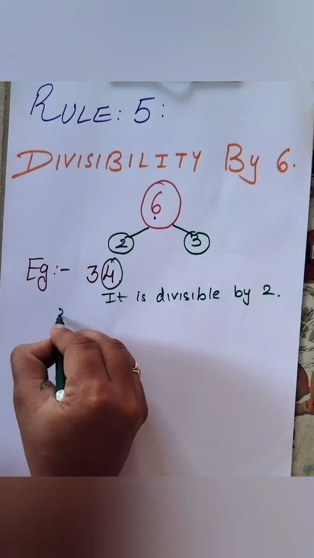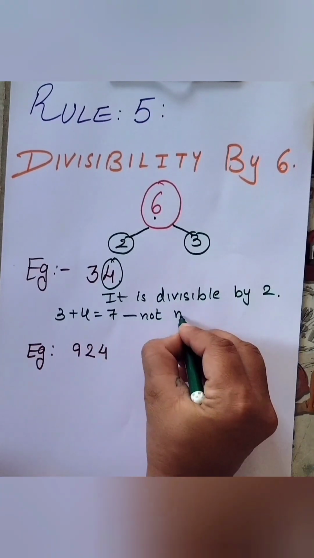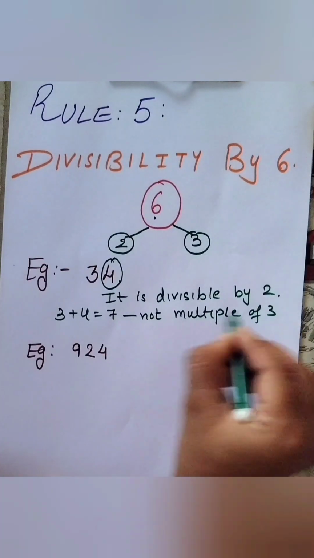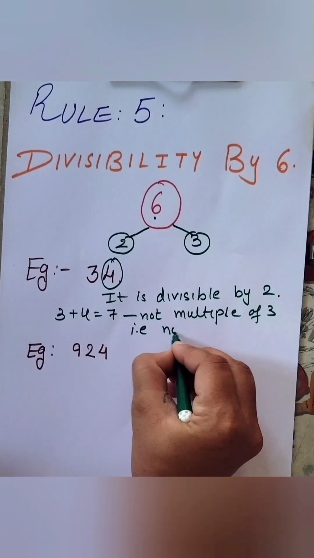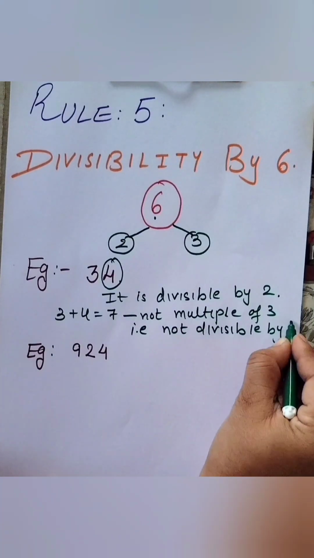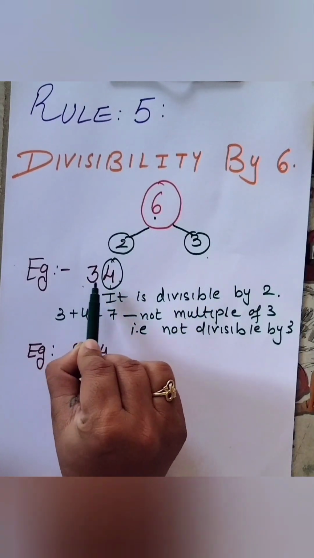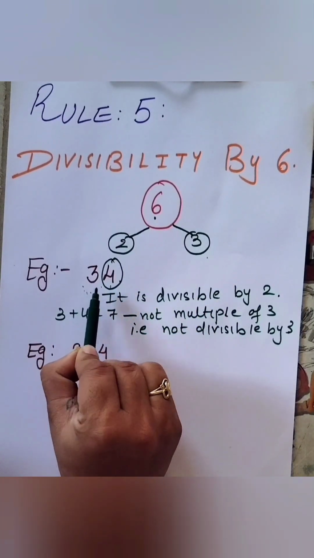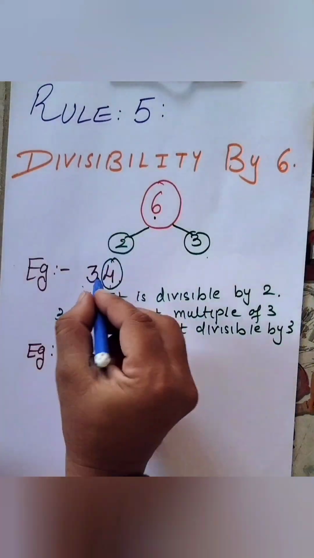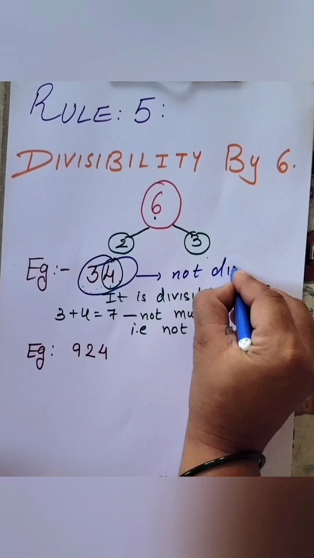Right? But 3 plus 4 is 7, which is not a multiple of 3. That is not divisible by 3. So the number should be divisible by both 2 and 3, but in this case the number is divisible by 2 but not by 3. Then what happens is that this whole number is not divisible by 6.